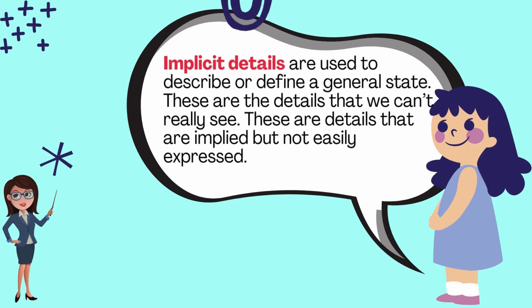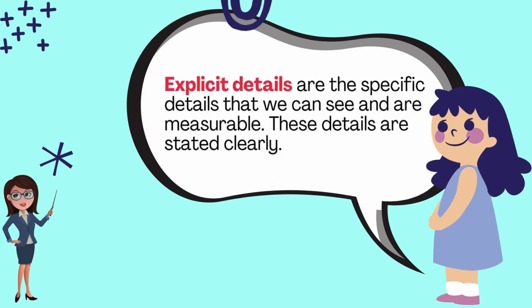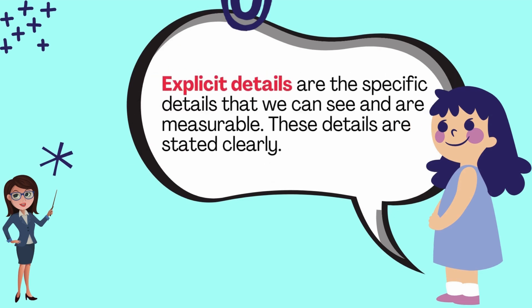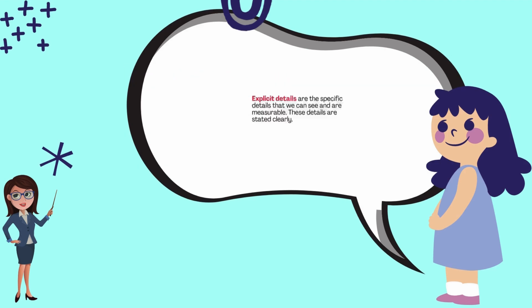Implicit details are used to describe or define a general state. These are the details that we can't really see. These are details that are implied but not easily expressed. Explicit details are the specific details that we can see and are measurable. These details are stated clearly.